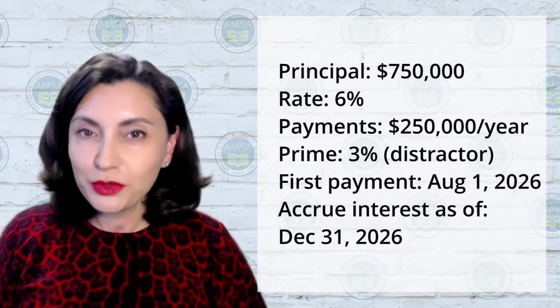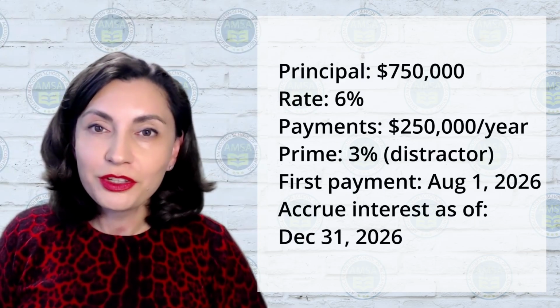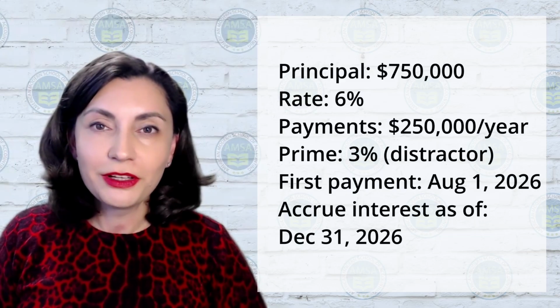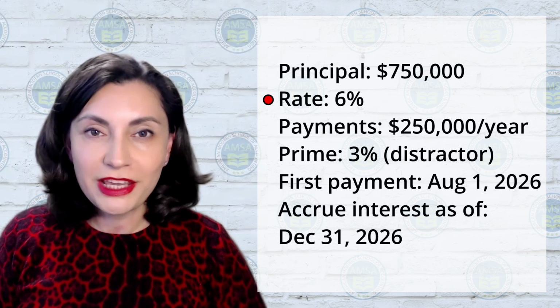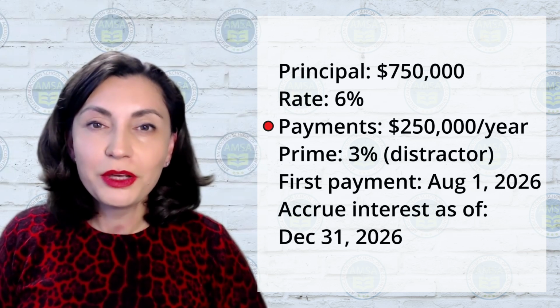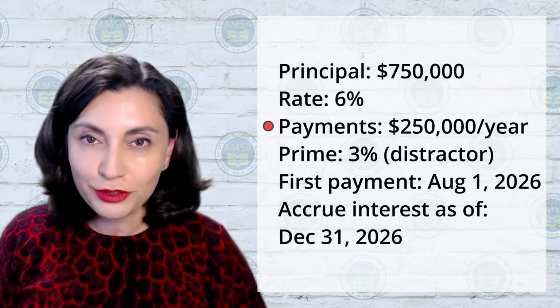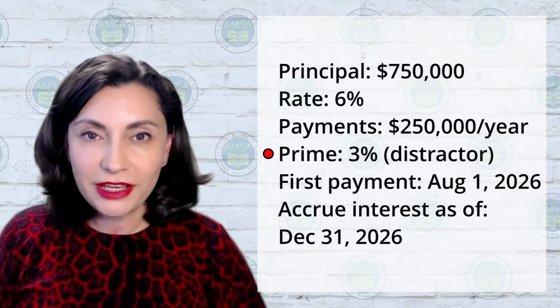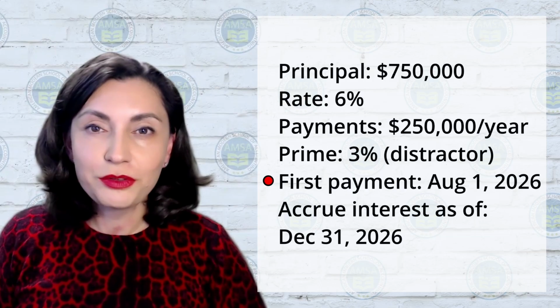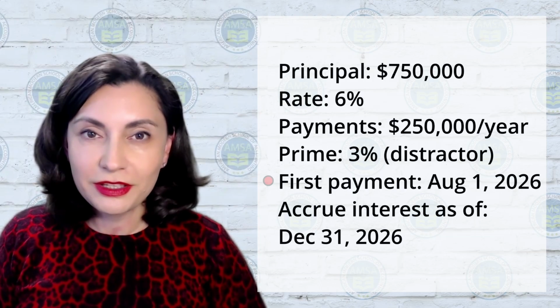Here is our scenario. On August 1st, 2025, Law Company issued a note payable to National Bank in the amount of $750,000, bearing interest at 6% and payable in 3 equal annual principal payments of $250,000. On this date, the bank prime rate was 3%. The first payment for interest and principal was made on August 1st, 2026.